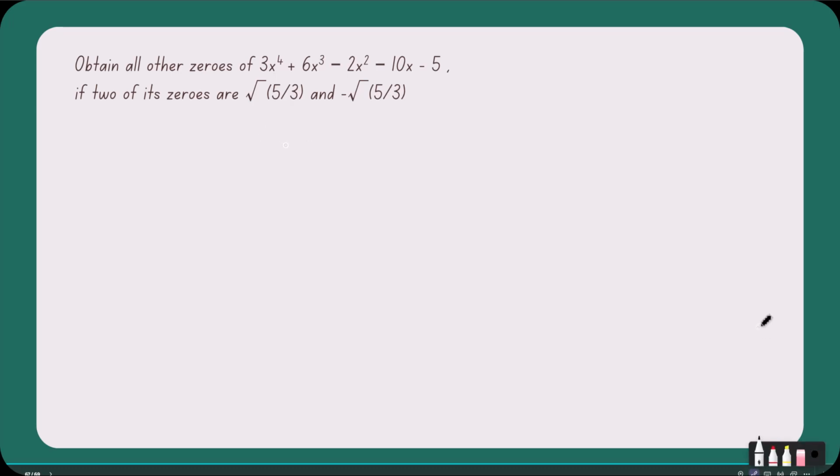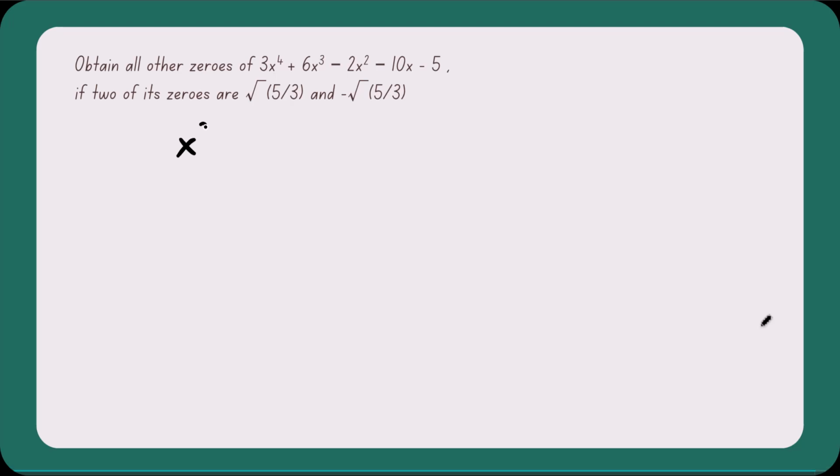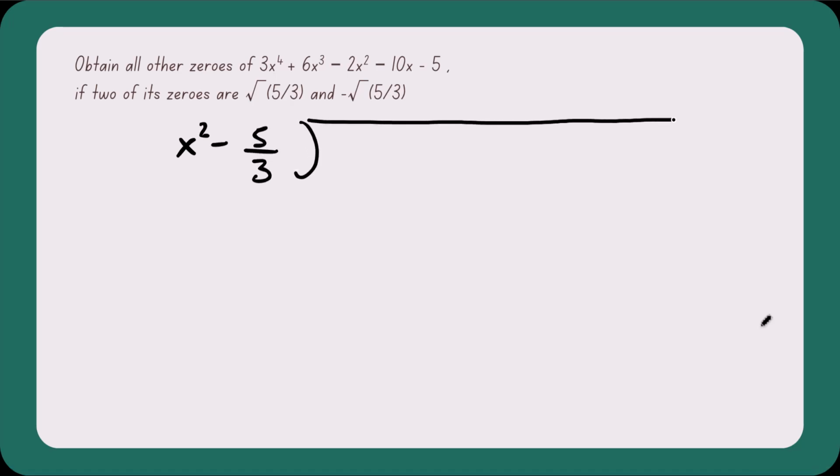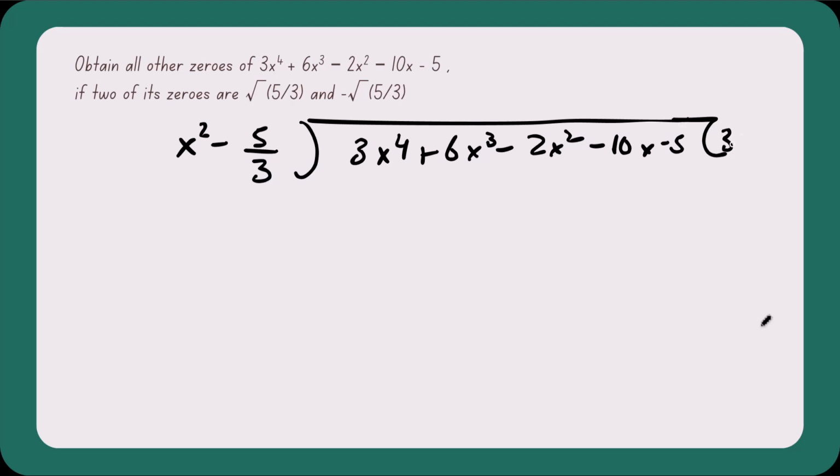So if I divide, it will become what? x square minus 5 by 3, and we'll keep it like this. Here we go. We have 3x raised to 4 plus 6x cube minus 2x square minus 10x minus 5. Okay, so we'll try to find it. We have the first, we'll multiply with 3x square. So what do we have? 3x square into x square will become 3x raised to 4. 3x square into minus 5, what will happen? 3 will cancel, become minus 5x square.